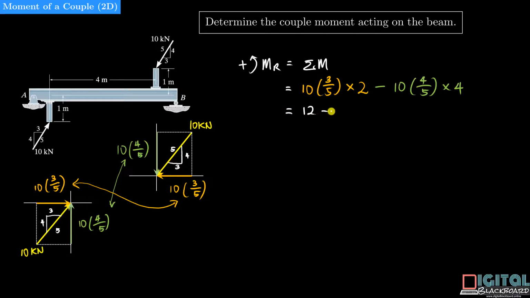So we end up with 12 minus 32, which gives us minus 20 Newton meter. This tells us that the resultant couple moment is actually acting in the clockwise direction because of the negative sign here. So you can also say that it is equal to 20 Newton meter clockwise.